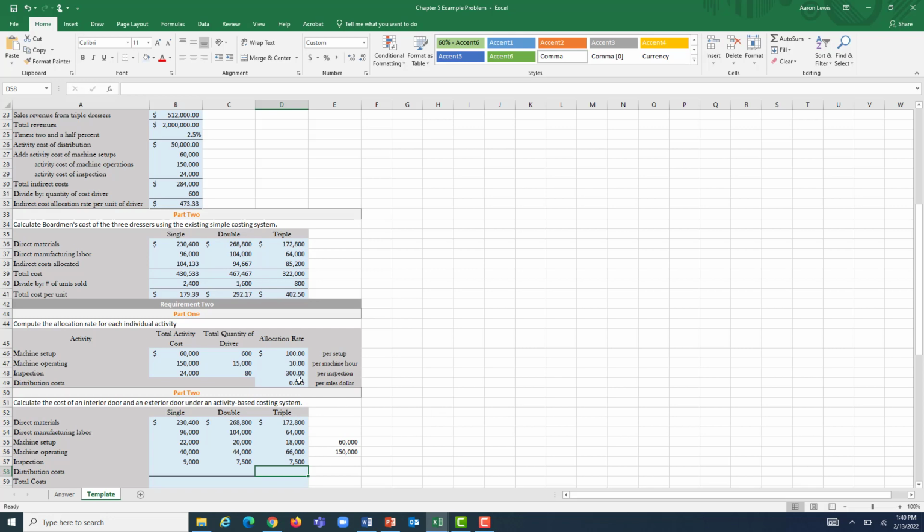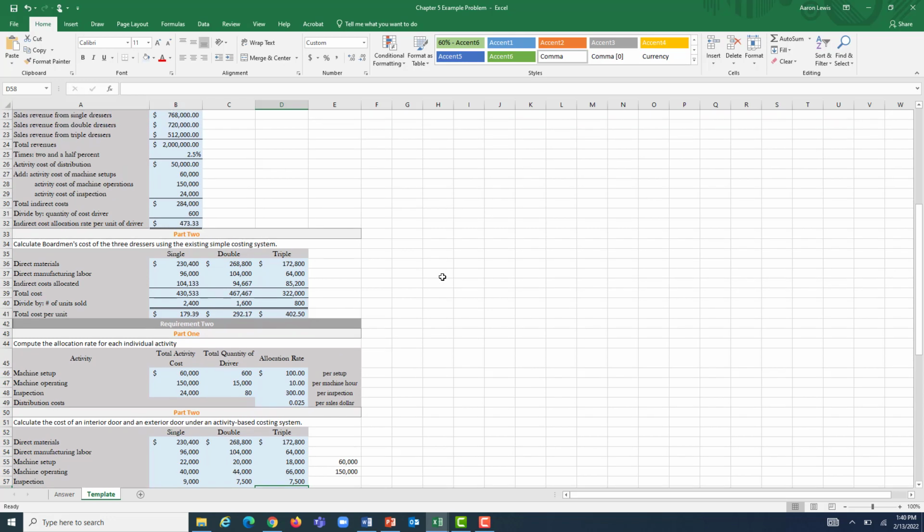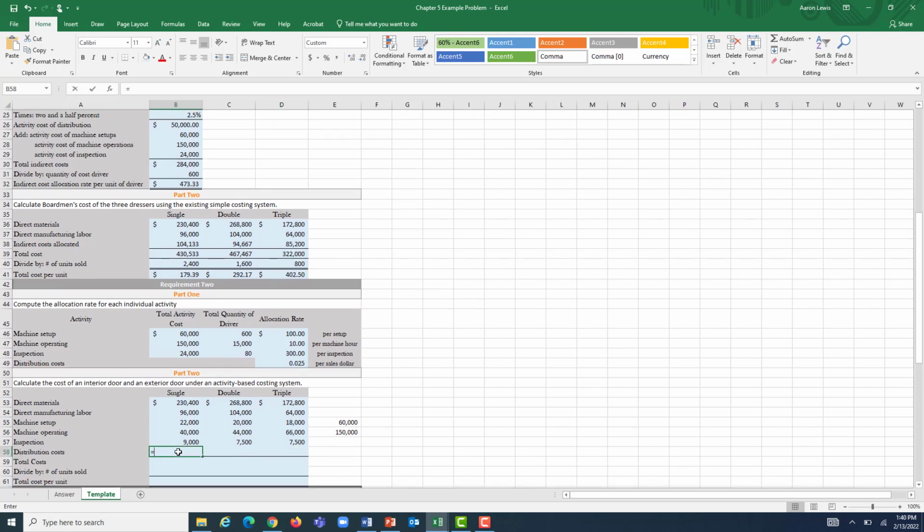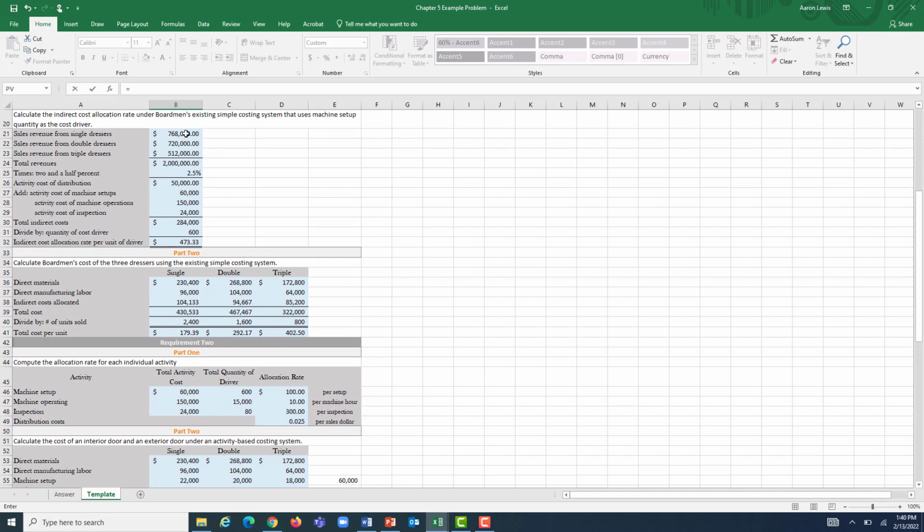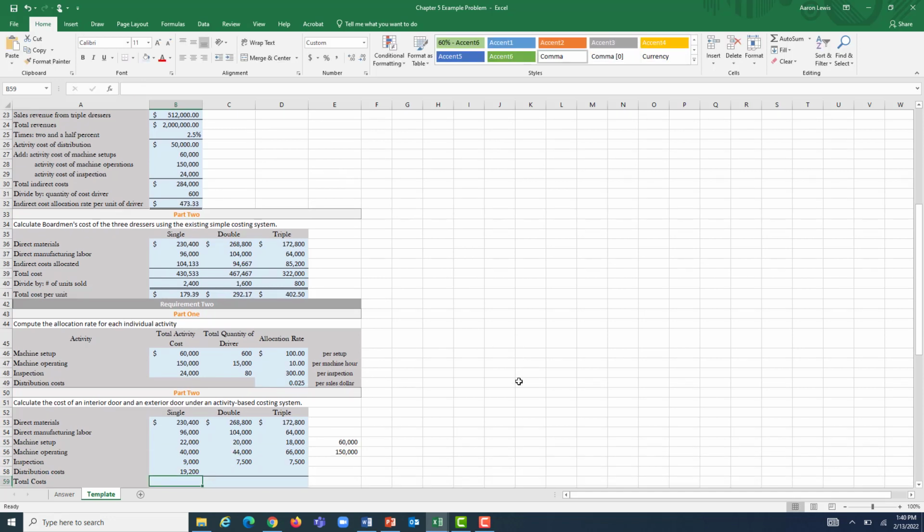And then lastly, we have distribution costs. And our rate is 2.5 cents per sales dollar. Which means if we go through and we find our expected sales for each individual model that we have and we multiply it by 0.025, we get how much distribution costs we can expect to have to incur from each of those models. And thankfully, we started up here by figuring out what our sales revenue was for each particular model. So if I go through and I take our sales revenue of $768,000 for that model, multiply it by the 0.025 rate that we have here, come up with $19,200.